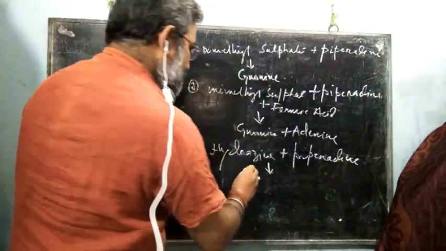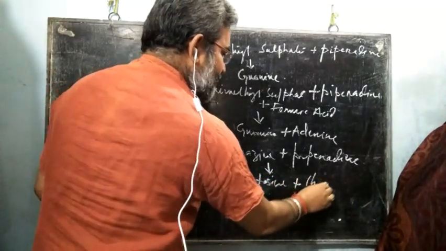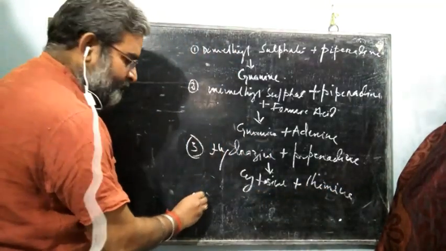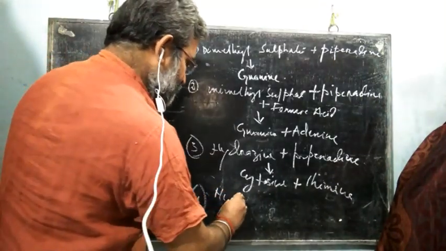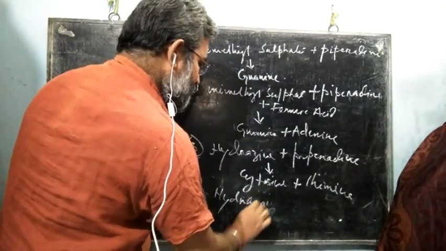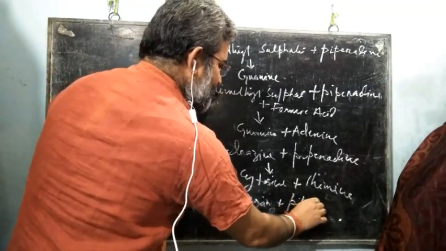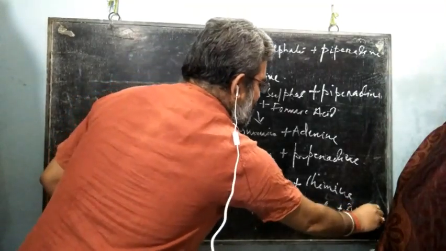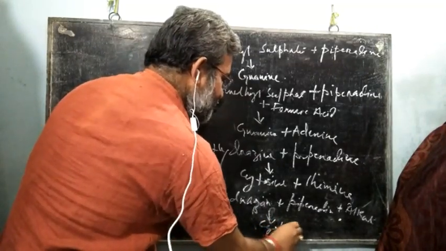What is this? Cytosine plus thymine. And the fourth one, hydrazine plus piperidine plus alkali, only cytosine.